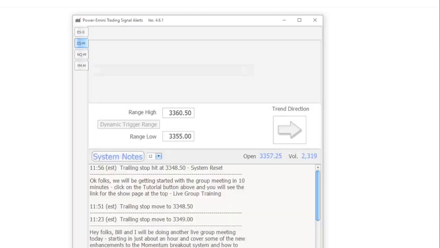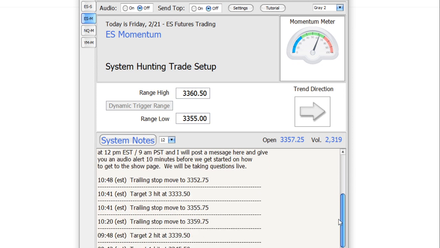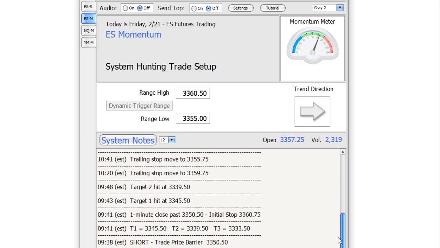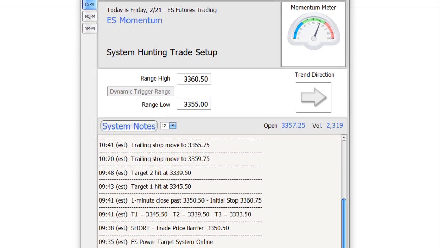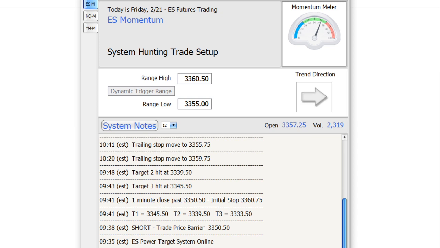You can still come in after the session and see what the system did, right? You can go in and basically copy those notes out. Just select and Control C, and paste it into a text file or Notepad or something, and then you can reenact the session on your charts for the day and see what happened, right?